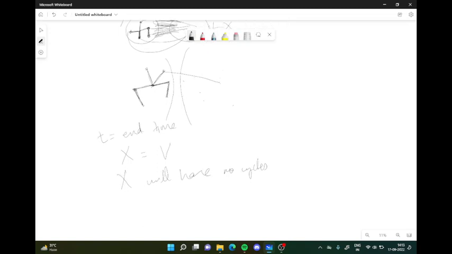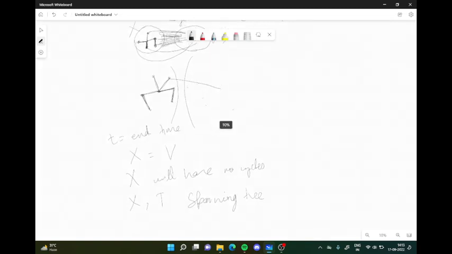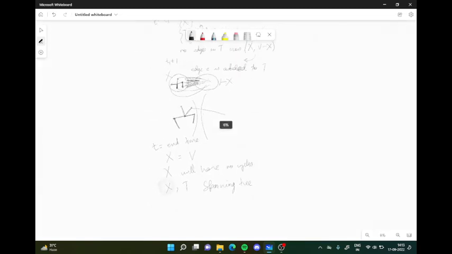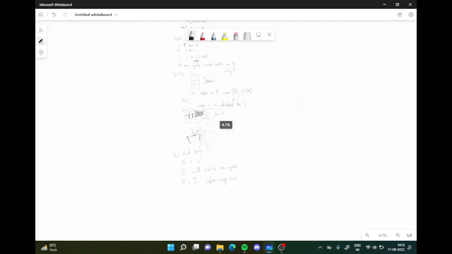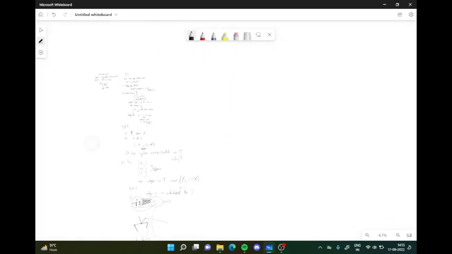So that means that X and T will be a spanning tree, at least a spanning tree. Now we will look at part 2, that this particular T is the minimum spanning tree. Okay.